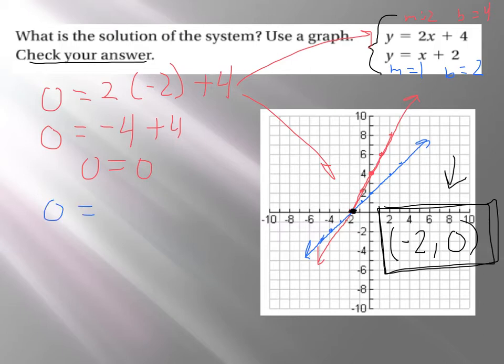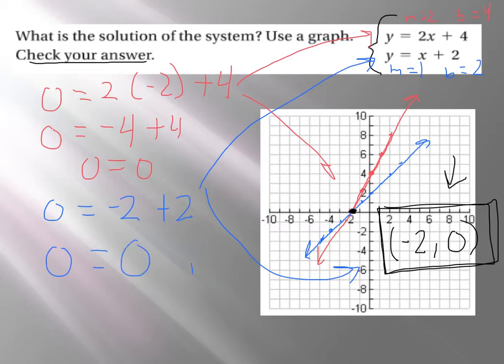Does 0 equal negative 2 plus 2? So using my equation and my answer, I'm checking my answer. So 0 equals negative 2 plus 2 is 0. So both of them check out.